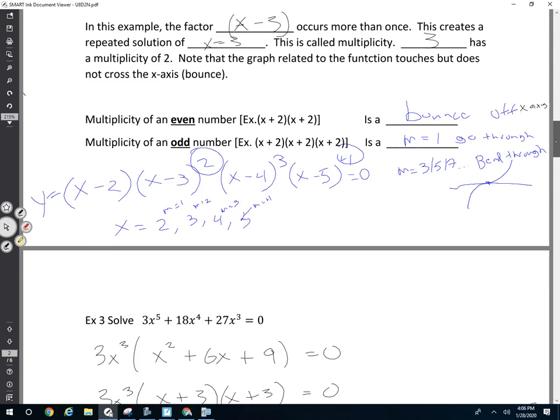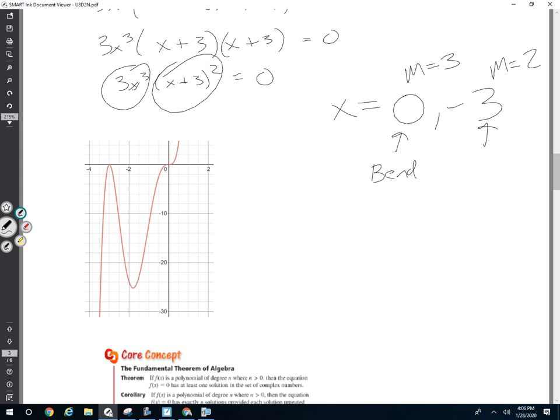It bounces. Thank you, Ms. Harvey. If your multiplicity is even, we are going to bounce.